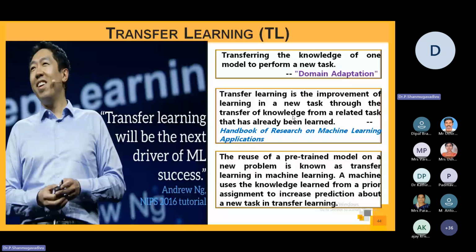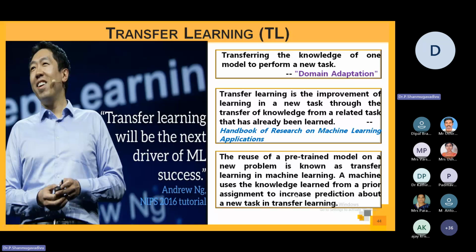But when I develop a model for disease identification, heart disease identification, that model can be used for lung cancer identification. This is as simple as that. So what do we do? The training knowledge you got on heart disease has been transferred to lung cancer identification. So transferring the knowledge of one model to perform a new task is called transfer learning.